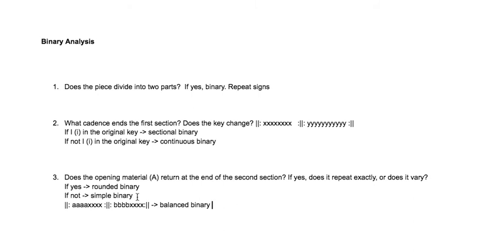And in a less common situation, we have this kind of example, which we'll listen to some examples of in just a little bit. So in a less common situation, we have this where the first section begins with A, gets into X, repeat. The second section begins with B, contrasting material, goes into the X, which is the ending material from the first section. So in this case, this is what we call a balanced binary.